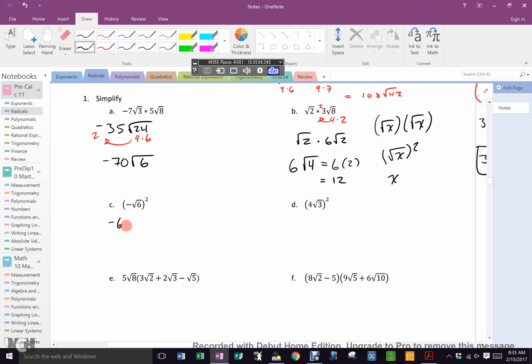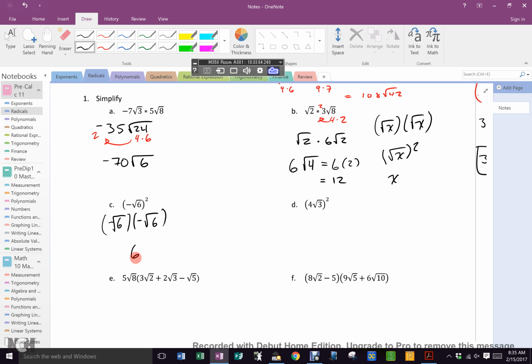It's negative root 6, times negative root 6, isn't it? Okay. Why did I include the negative? Because of these brackets. So a negative times a negative gives me what? Positive. And root 6 times root 6 gives me what? 6. So what's the answer? 6. Good?